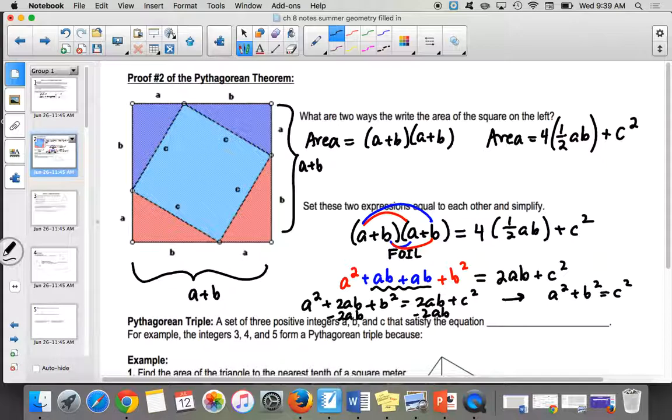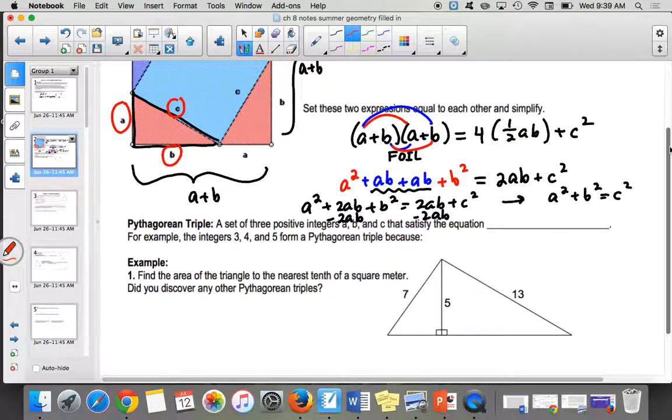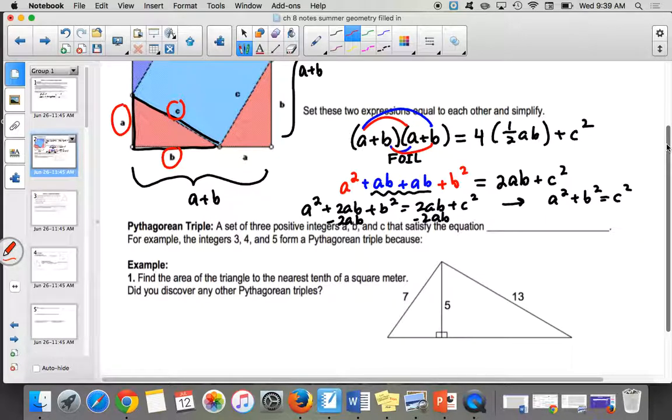Yep, and if you look at your little picture here, we have a, we have b, and we have c, right? So a squared plus b squared equals c squared. Okay, everybody get that proof? Could you do that again? Most likely. Yeah, so it's a proof of the Pythagorean theorem. I know I told you you would not have any proofs in second semester, didn't I? That's a kind of a different proof.